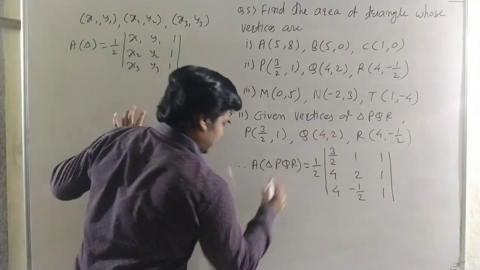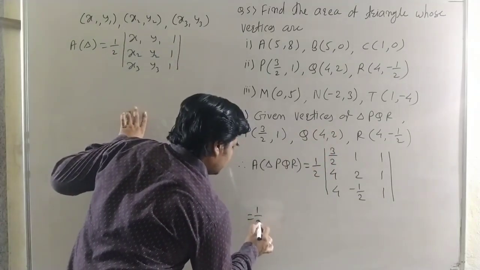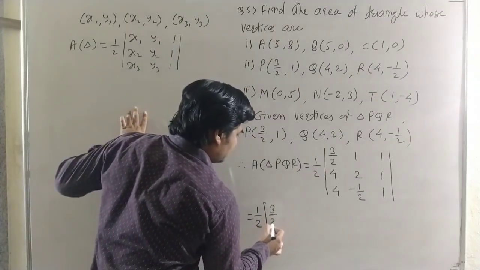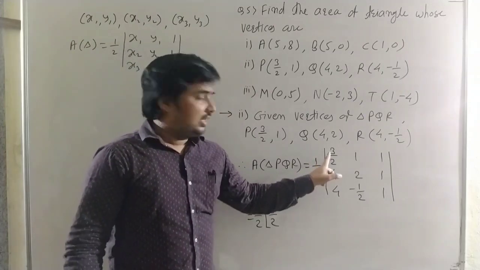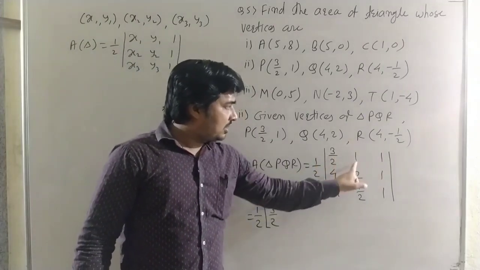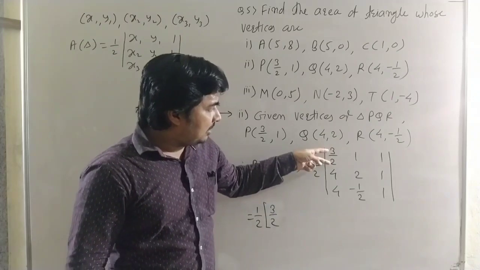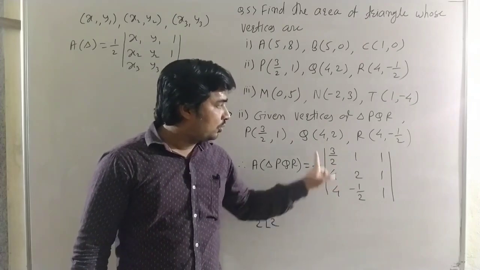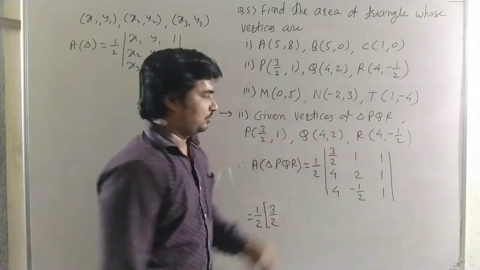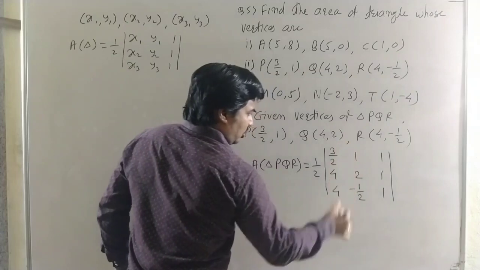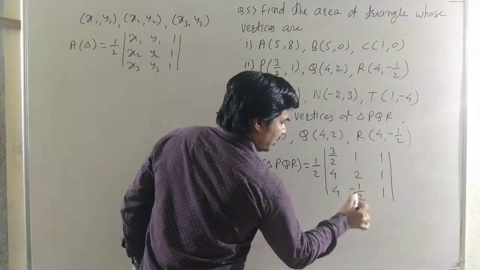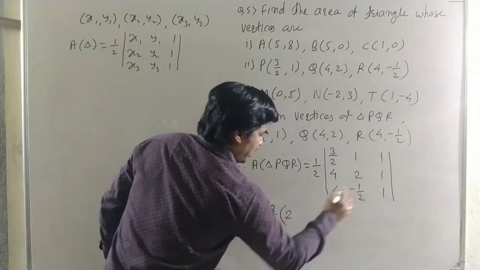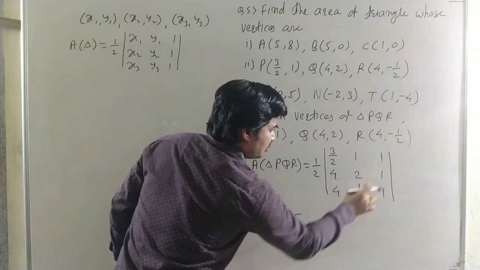Now the area is 1/2 times the determinant. The first element in the row is 3/2, so multiply 3/2 by the determinant obtained by deleting its row and column, which gives 2, 1; -1/2, 1. Here 2 into 1 is 2, minus the product of these two terms, which is -1/2, so it becomes 2 plus 1/2.